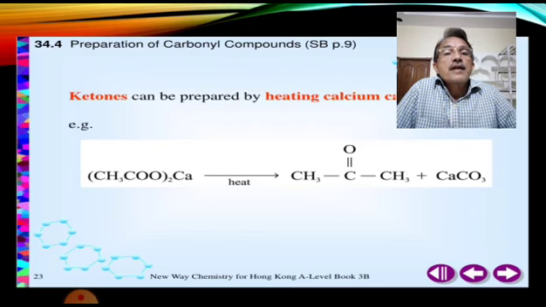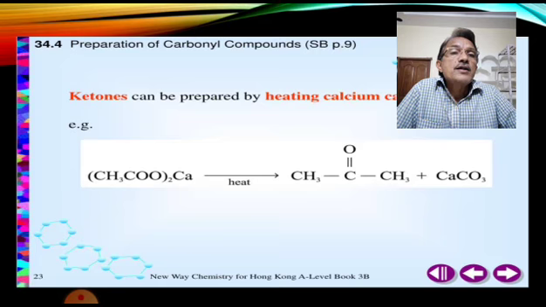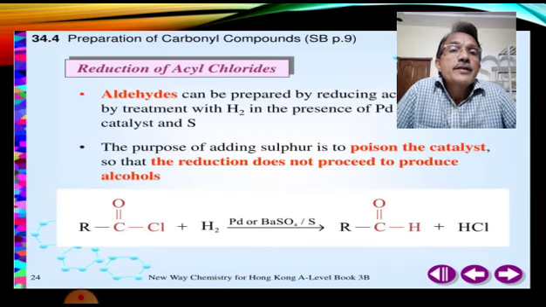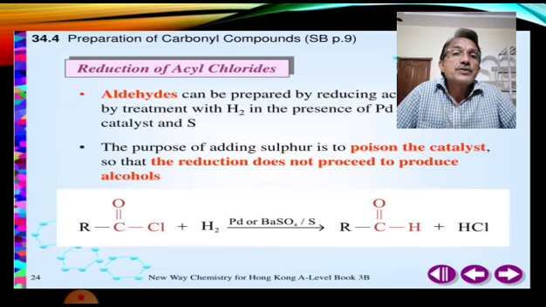Example, calcium acetate on strongly heating gives acetone. So both aldehydes and ketones can be obtained by the decarboxylation process. Acetaldehyde can be obtained by heating a mixture of calcium acetate and calcium formate, whereas acetone can be obtained by heating calcium acetate only. One more method to get aldehydes and ketones: reduction of acyl chlorides.